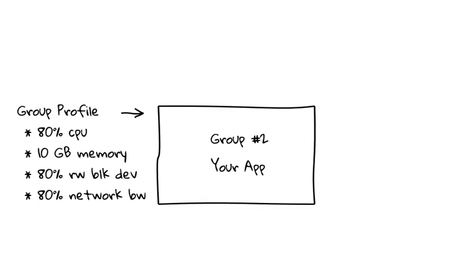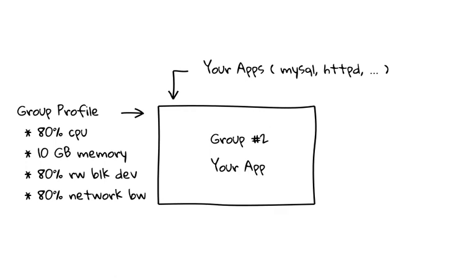Keep in mind, the application knows nothing about these limits. This is happening outside of our application. So any application that is assigned to this group cannot use more than 80% of the CPU, 10 gigabytes of memory, 80% of disk reads and writes, and finally 80% of our network bandwidth. Once the group is created, we simply need to add our application's process IDs or PIDs into a file, and your application is automatically throttled. This can happen on the fly, without system reboots, and you can adjust these limits on the fly too.